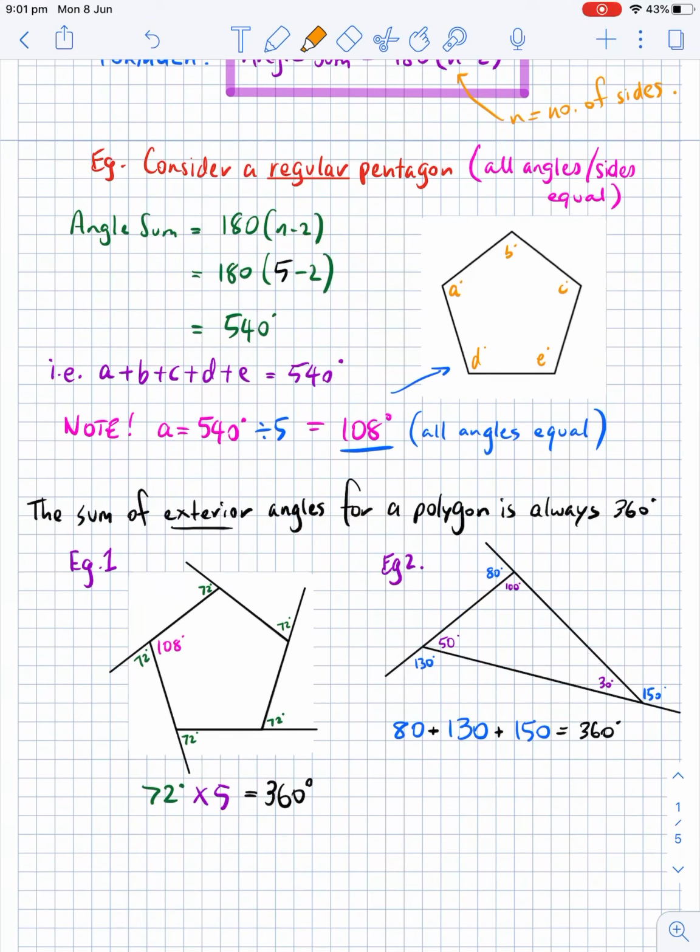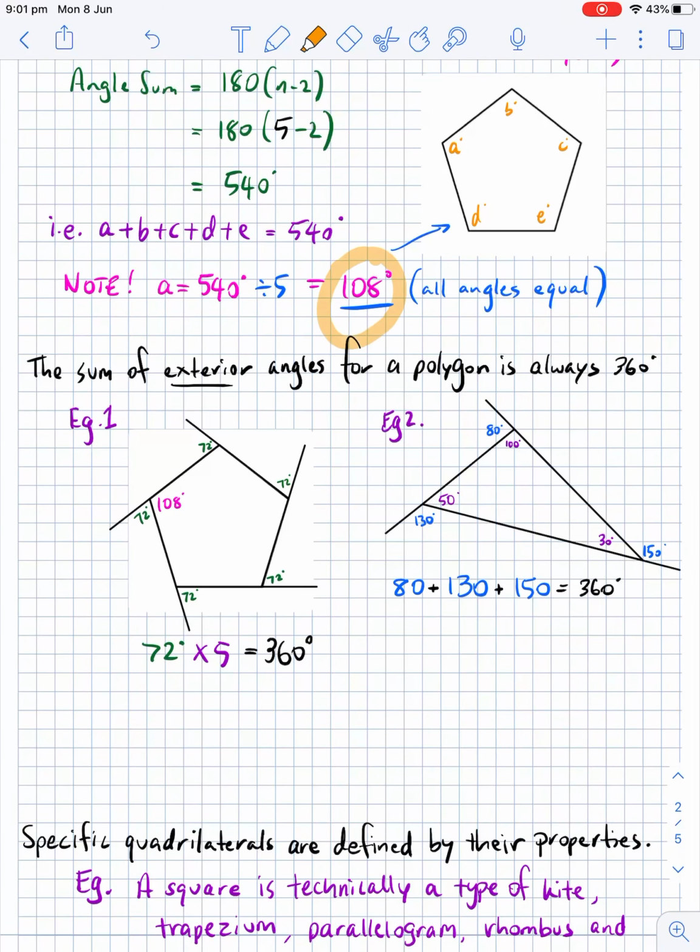Okay, moving on. So the sum of exterior angles for a polygon is always 360, no matter how many sides the polygon has. So for example, we figured out that each of these angles here was 108, as you can see here. That means that the exterior angle is going to be equal to 72. They're going to add up to 180. And that means that all of them are going to be 72 as well. And you can see that 5 lots of that 72 gives you that sum of 360, which it should be.